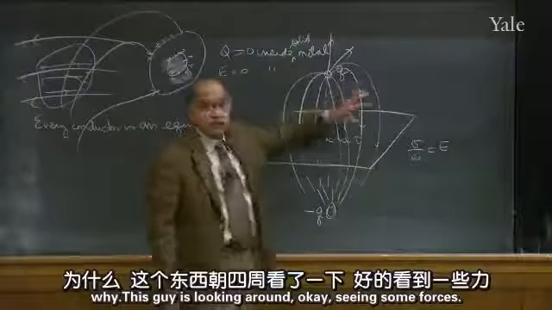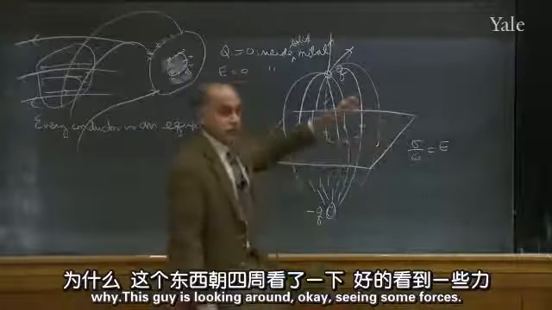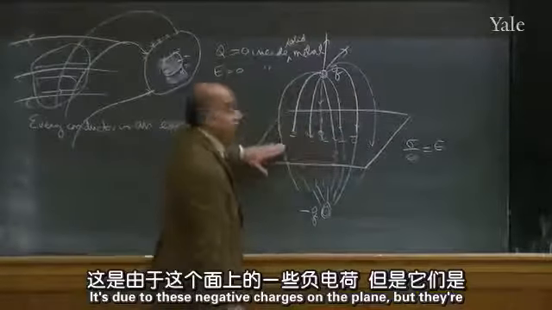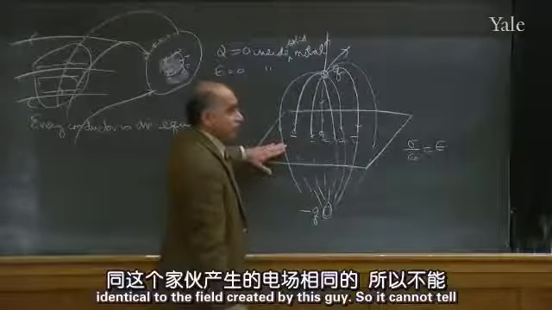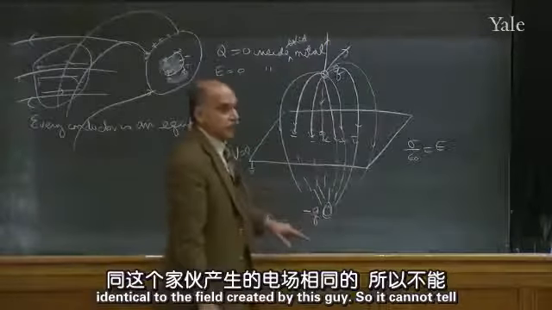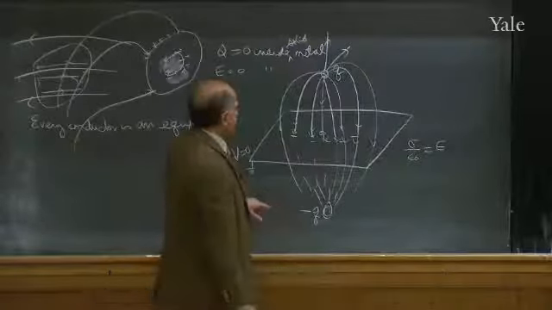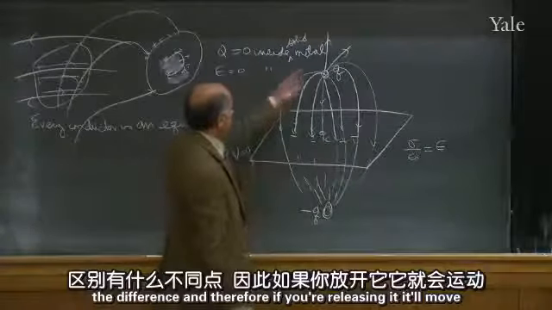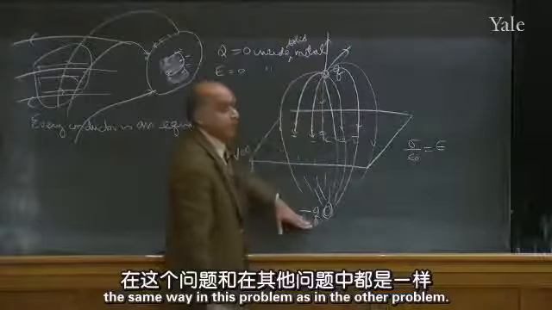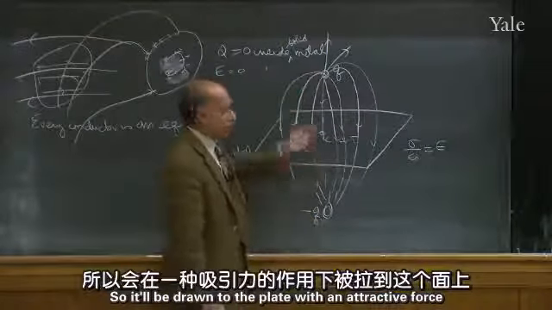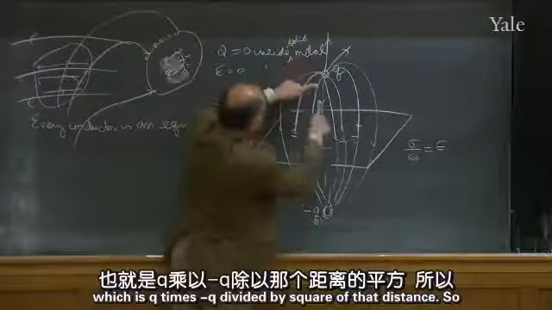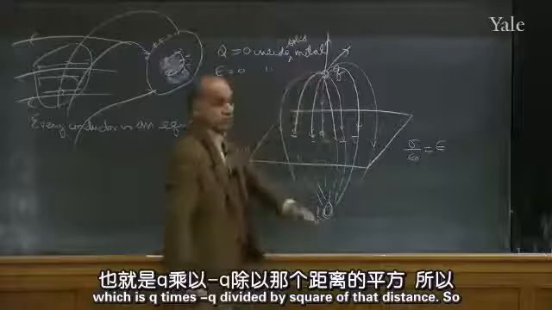This guy is looking around, seeing some forces. It's due to these negative charges on the plane. But they are identical to the field created by this guy. So it cannot tell the difference, and therefore if you release it, it'll move the same way in this problem as in the other problem. So it'll be drawn to the plate with an attractive force, which is q times minus q divided by the square of that distance.